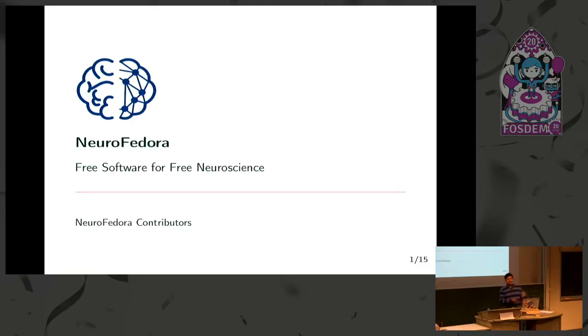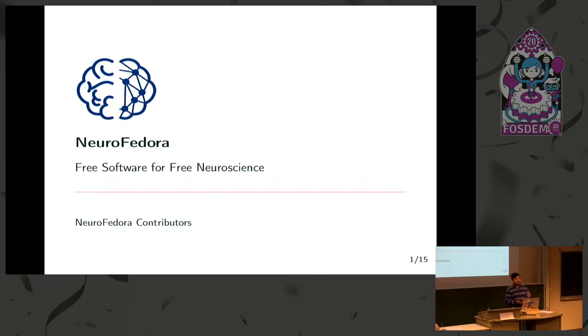So I guess everyone would be aware of what Fedora is. Fedora is just another operating system based on Linux, just like Debian or Ubuntu. NeuroFedora is a group whose main purpose is to provide neuroscience packages, neuroscience software, in Fedora.